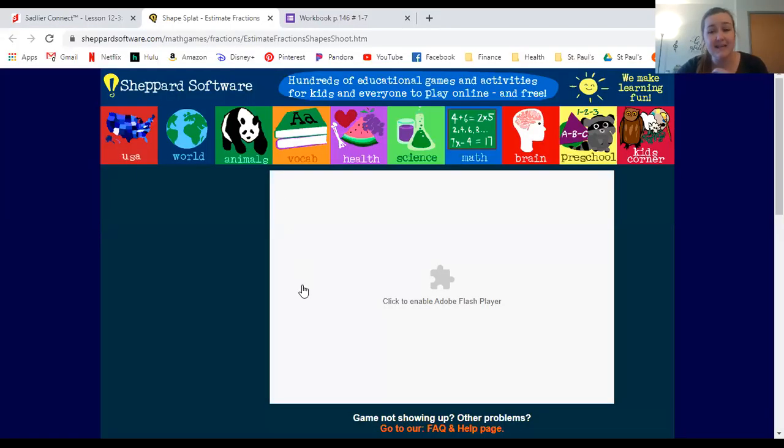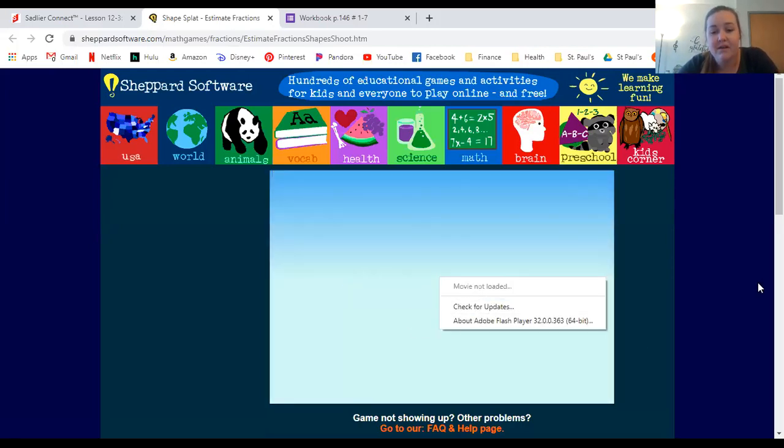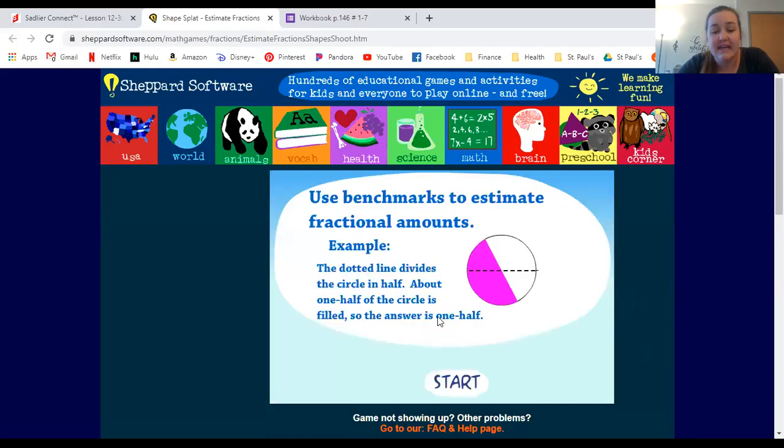It's called Shape Splat. Let me share my computer sound on this. And if you look, you're going to go to that. Sometimes it pops up like this, guys. All you got to do is click and press allow. Excuse me. And sometimes it just needs a minute to do that. So now I'm going to start this game.